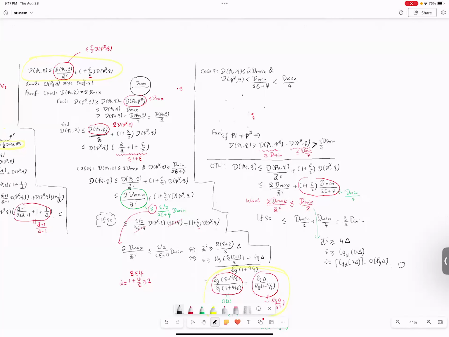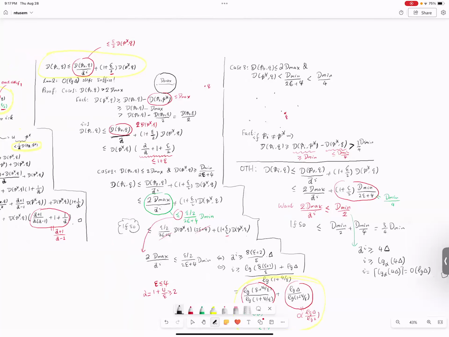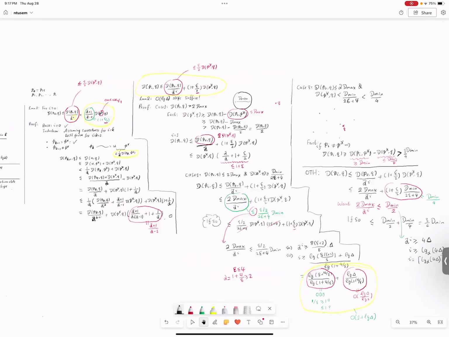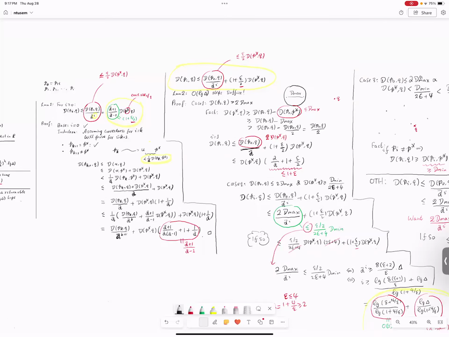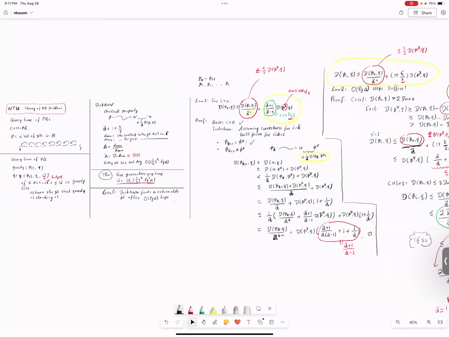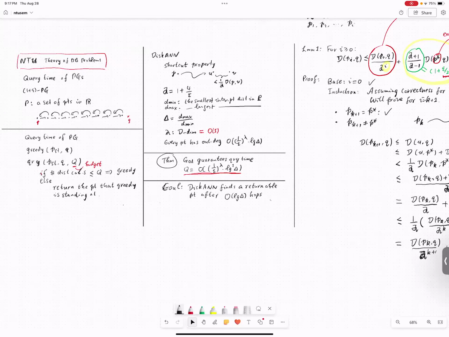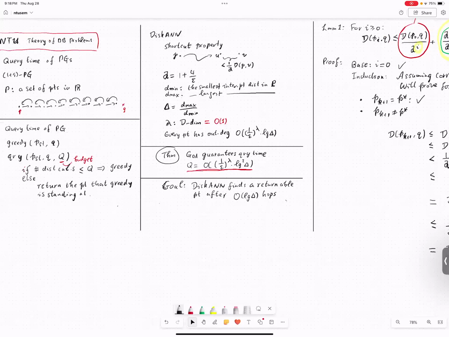As you can see, the whole proof tells us that after log delta steps, no matter what starting point you choose, you always find a returnable solution. So this proves that the whole algorithm, actually I should have said, this proximity graph created by DiskKNN is able to guarantee a query time of this, according to our definition.